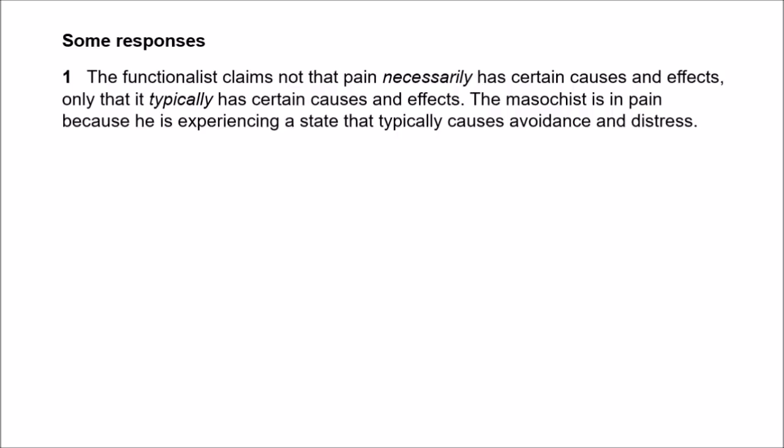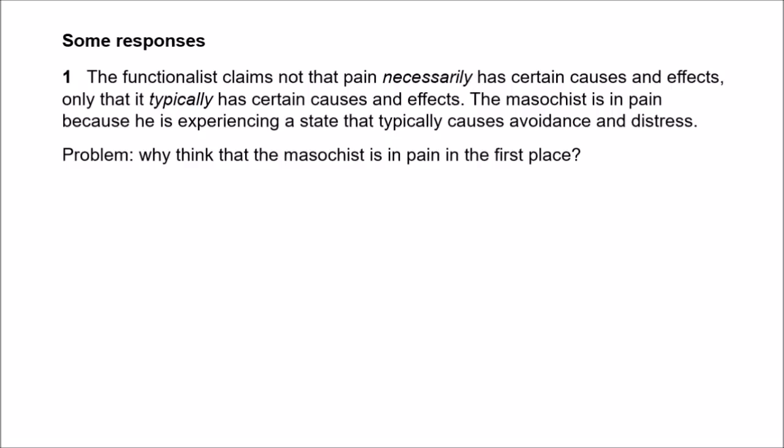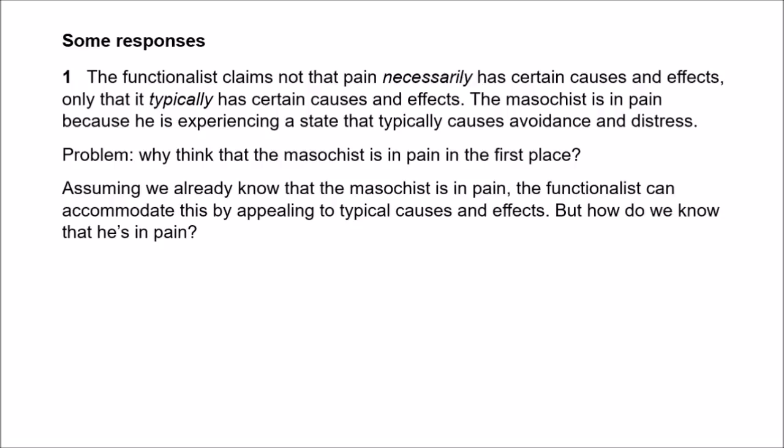So the masochist's pain is pain because it is a state that typically causes avoidance and distress. For most people in this state, the state will cause avoidance and distress. Psychosomatic pain is pain because it is a state that is typically caused by bodily damage. For most people in this state, it has been caused by bodily damage. Now, the basic difficulty with this response is that it leaves open the question of what grounds there are for assuming that the masochist, say, is in pain in the first place. So we can grant that, assuming we already know that the masochist is in pain, then yes, the functionalist can accommodate this by appealing to typical causes and typical effects.